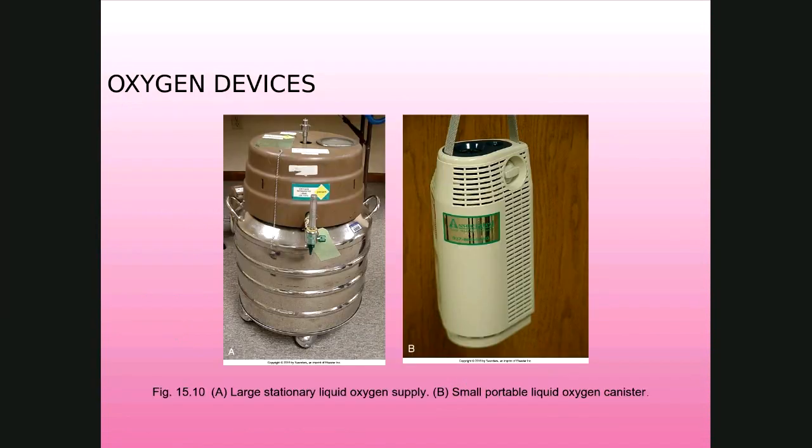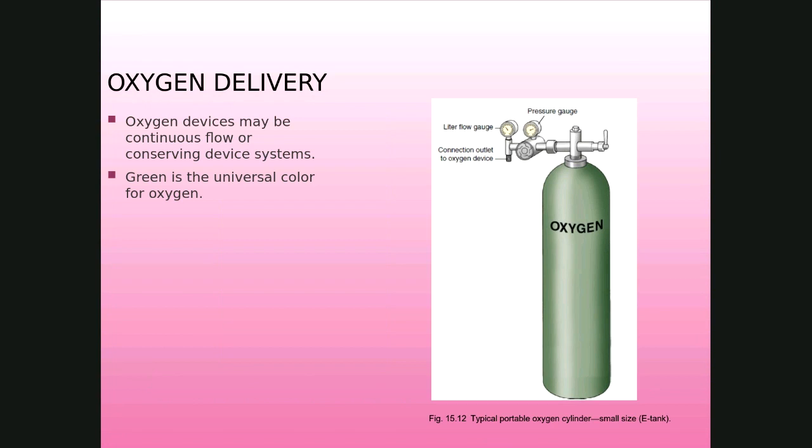When we look at some oxygen devices, these are on page 173. This is a large liquid oxygen supply, and then you might have seen patients in grocery stores or out in public where they have these small portable liquid oxygen canisters. Typically, the way we see them in the hospital is the portable devices, like this portable oxygen cylinder. They can be continuous flow, conserving device systems. And notice that green is the universal color for oxygen.